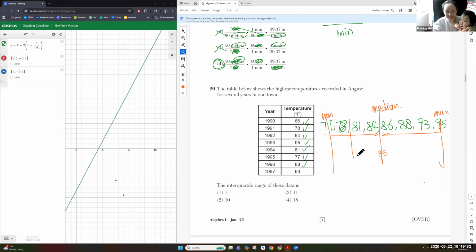She's just laughing. All right, so the number between 78 and 81, you can say 79.5. And then the number between 88 and 93, once again, you're going to chop it in half again. So every single time you just keep chopping in half. So this is going to be 90.5. So this is going to be my quartile number 1, quartile number 2, quartile number 3, and quartile number 4.